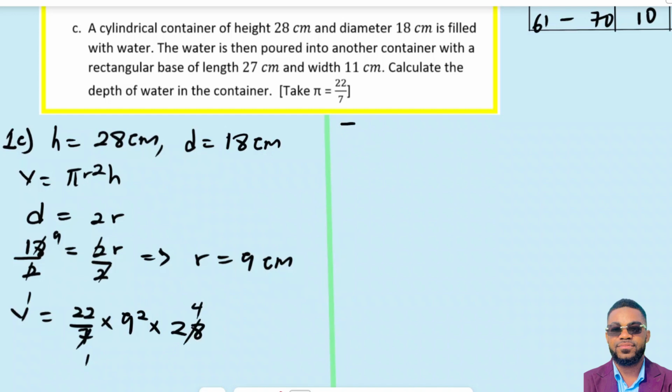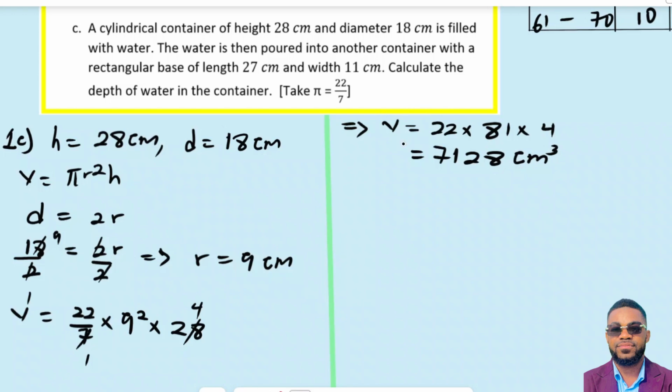So this implies that the volume is equal to 22 times 9 squared, which is 81, times 4. When you do the computation, you're going to get 7,128. The unit is going to be centimeters cubed. Remember, we are finding the volume. So that's the volume of water in this cylindrical container.